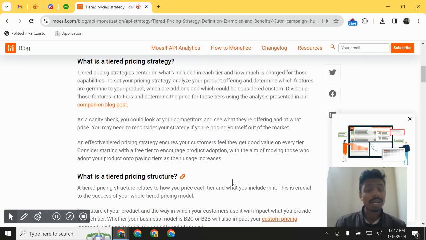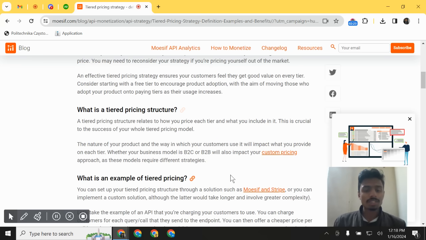An effective tiered pricing strategy ensures your customers feel they get good value on each tier. Consider starting with a free tier to encourage product adoption, with the aim of moving those who adopt your product onto paying tiers as their usage increases.